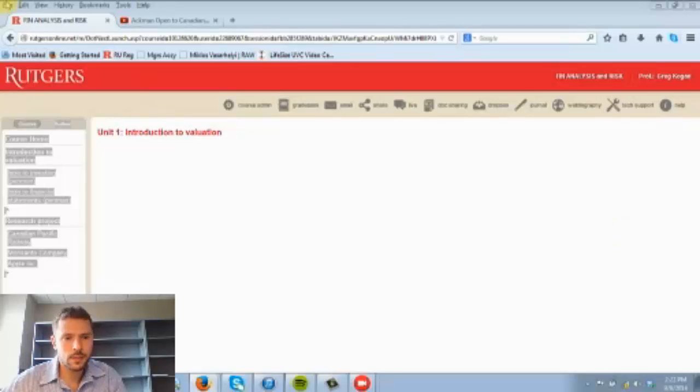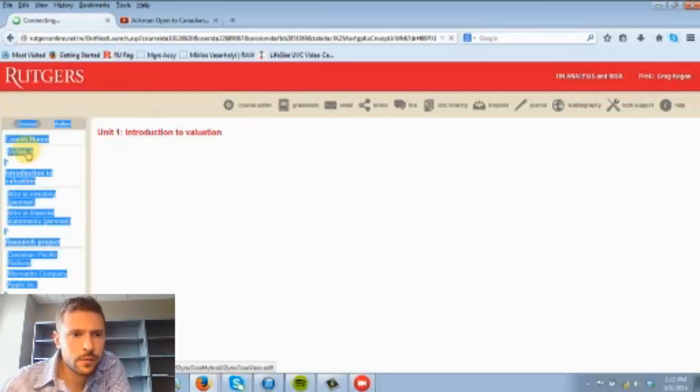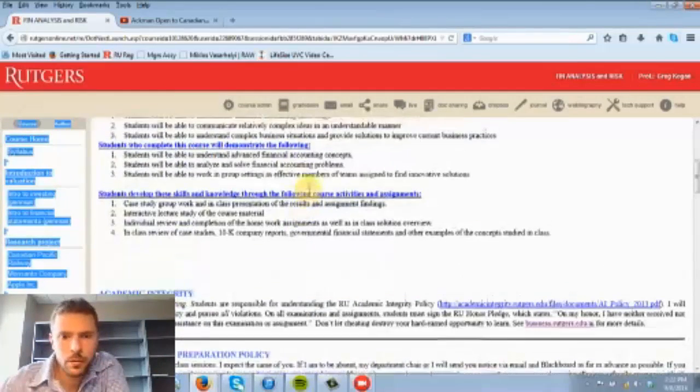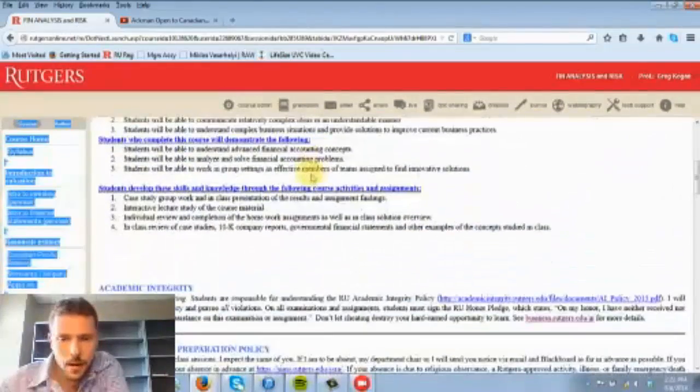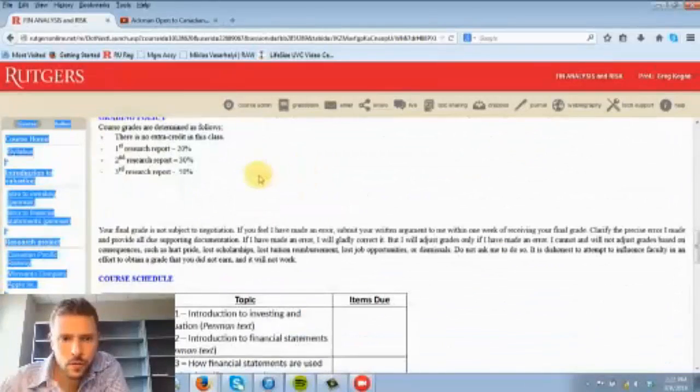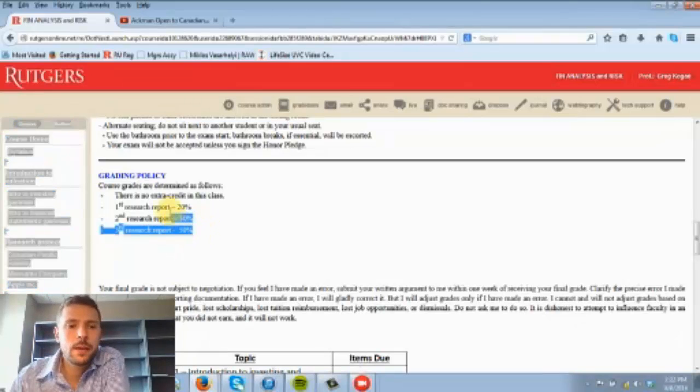Idea behind the syllabus, go through that with you. So we're going to have here just a couple of things. Go over the research project. The grading is going to be really just the three research reports. I'm going to go over one by one with them, and we're going to have these presented.